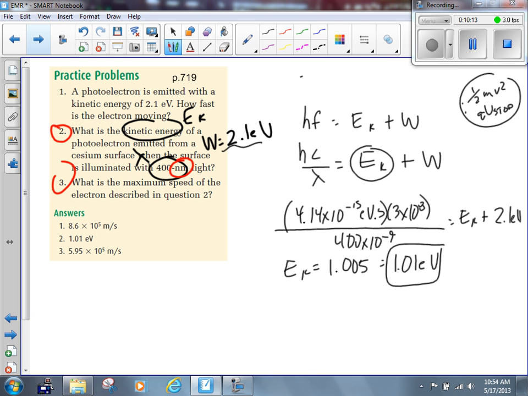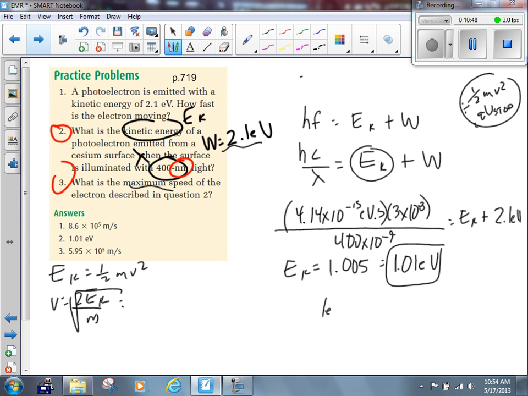Good? There's no issue with using electron volts there, but there is an issue with using electron volts in question number 3. We're asked to solve for the maximum speed of the electron here. We're going to use the equation 1/2 mv squared. Let's solve for v. It becomes the square root of 2 EK over m. But the kinetic energy can't be in electron volts here. Why not? Because when you're using 1/2 mv squared or QV stop, you've got to use joules. You must use joules. So let's convert that to joules.